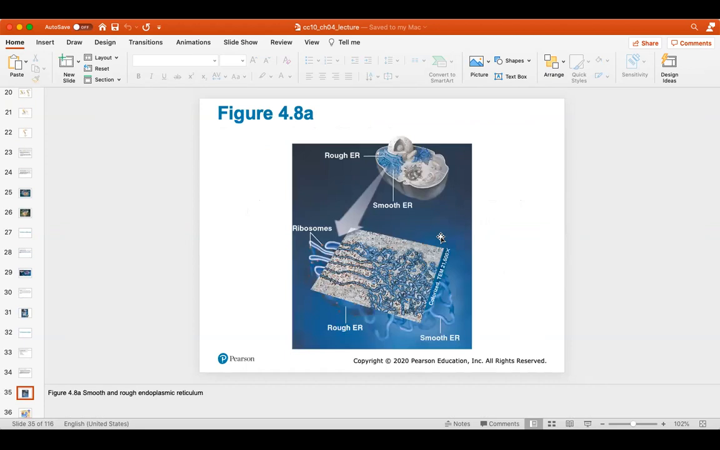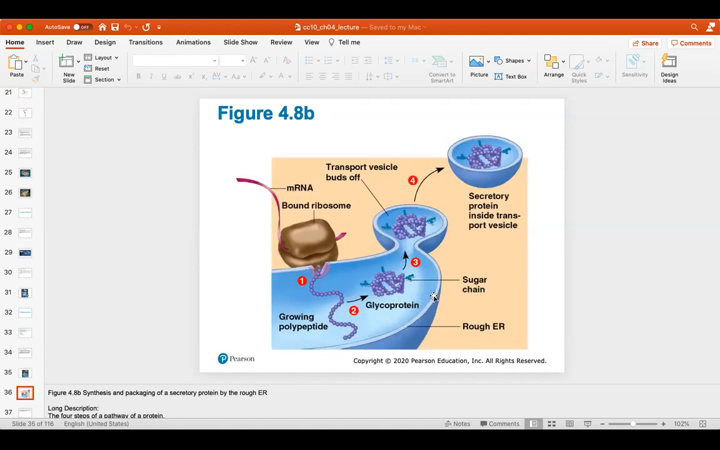So here's a look at smooth and rough endoplasmic reticulum. Again, rough endoplasmic reticulum has the ribosomes and smooth does not. And they're often interconnected. And again, they are kind of these membranous sacs that will do a lot of the biosynthesis of materials within the cell.